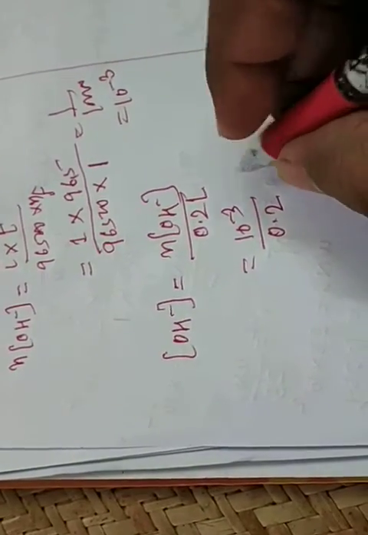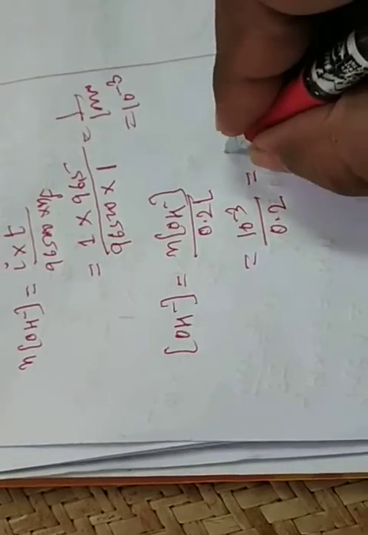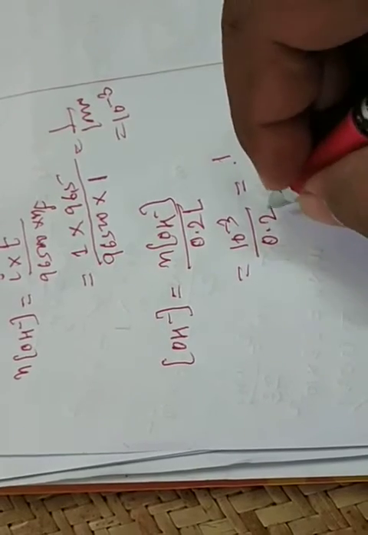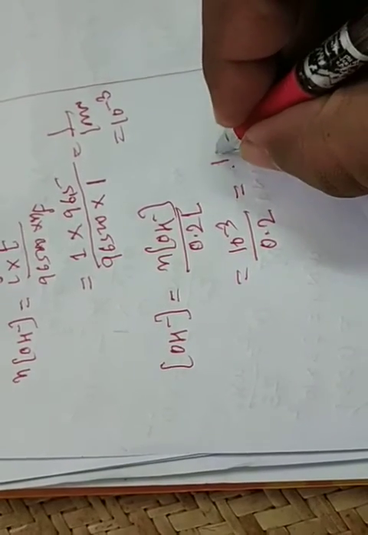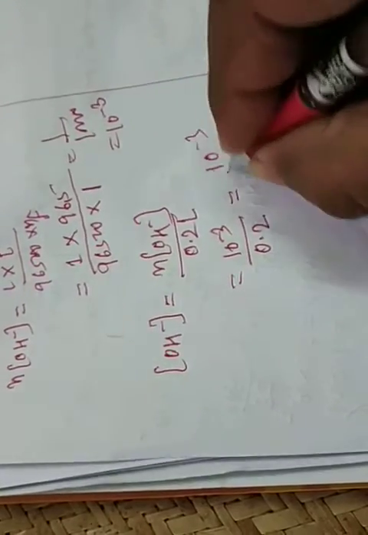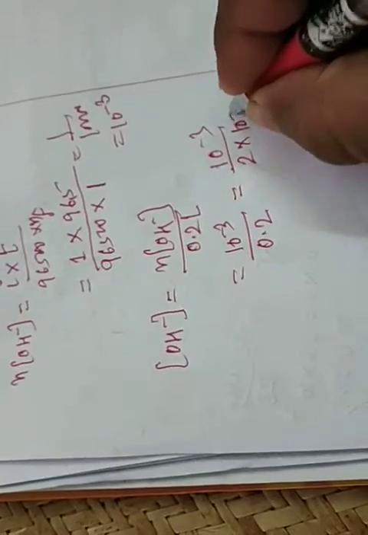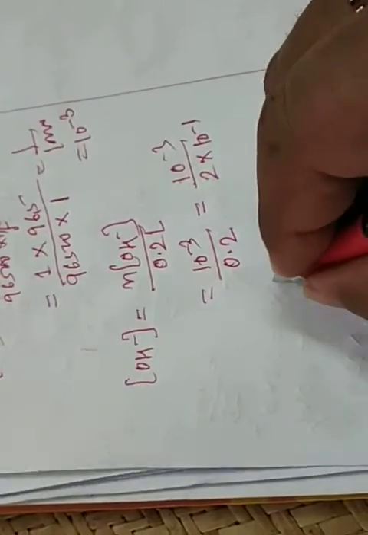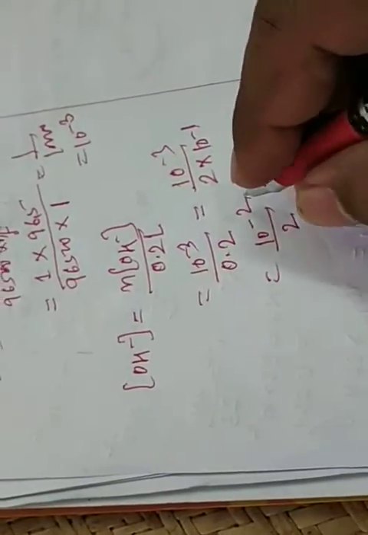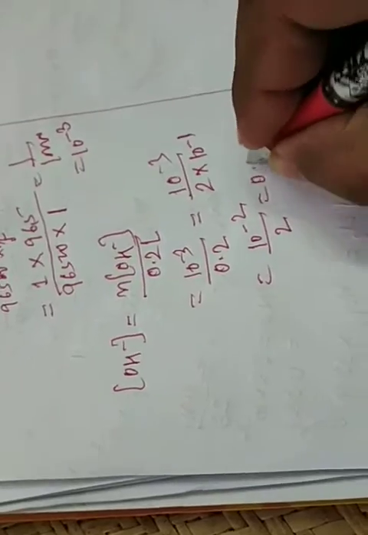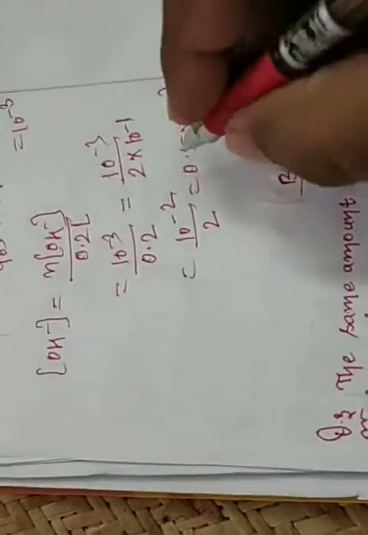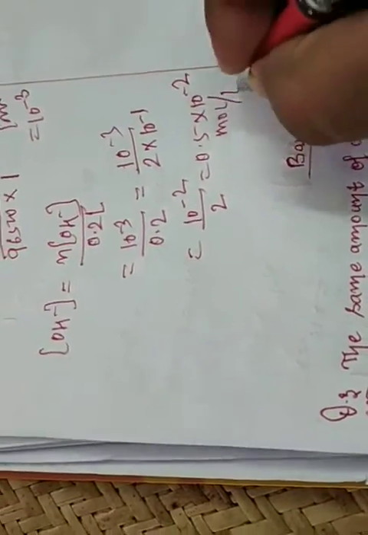It means what? So 1 by... just you convert. Again 10 to the power minus 3, it means 2 into 10 to the power minus 1. Yeah, so just you convert, 10 to the power minus 2 upon 2. So this is what, 0.5 into 10 to the power minus 2. This is OH concentration. It means this is what, mole per liter. Look, mole per liter.